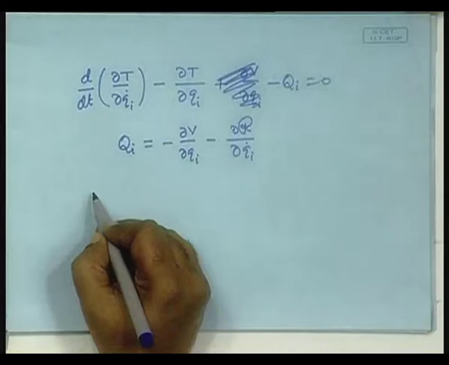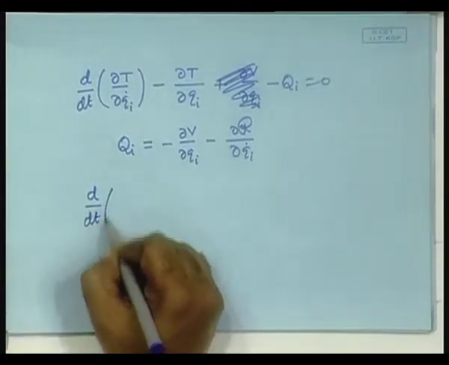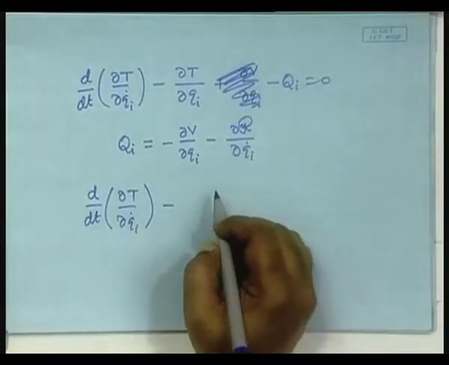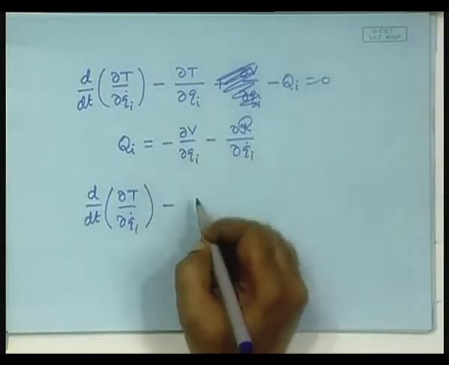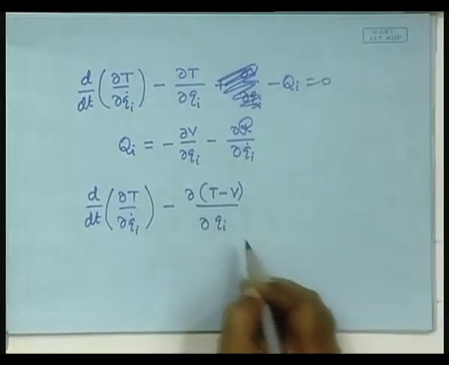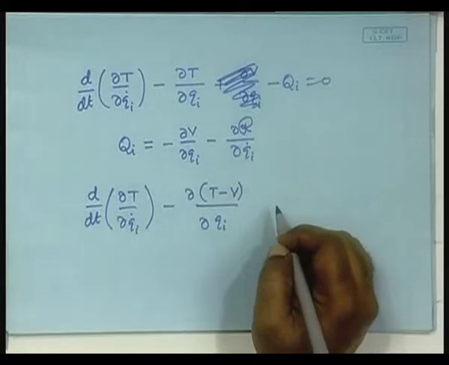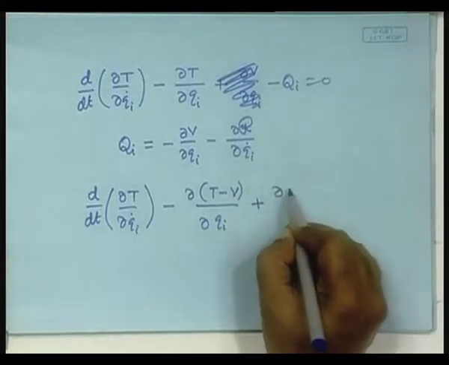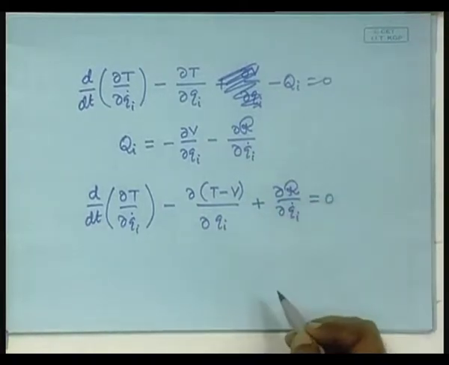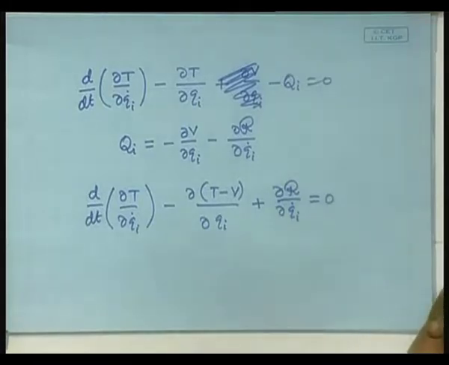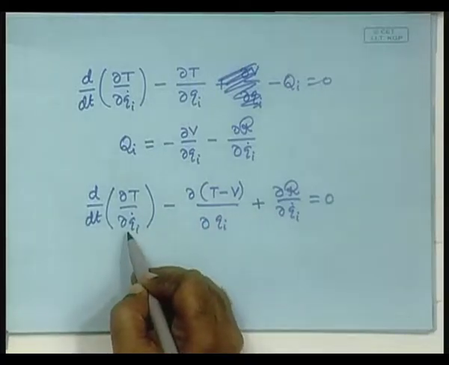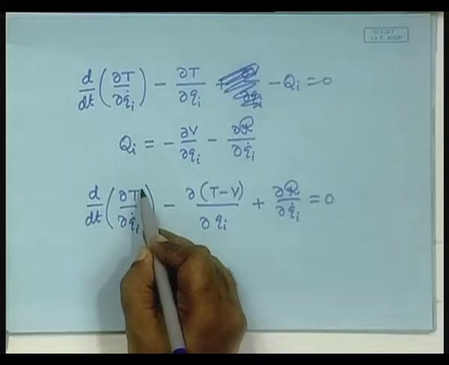Substitute it here, you have d/dt of the derivative, and here will be the remaining terms, and then we had argued that since V does not depend on q_i dot, I can also write this as the Lagrangian term.